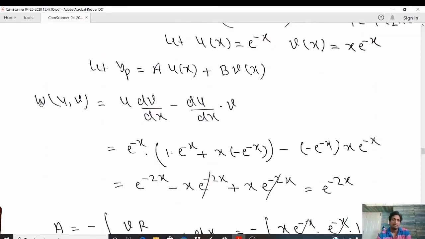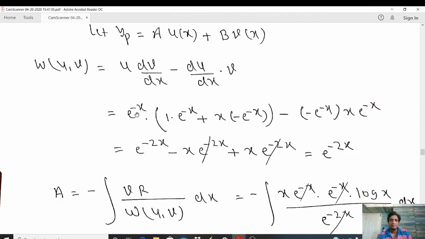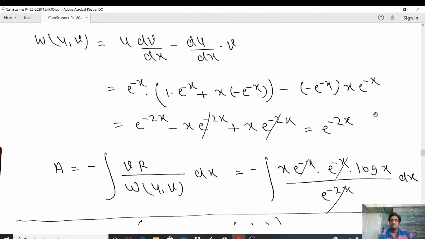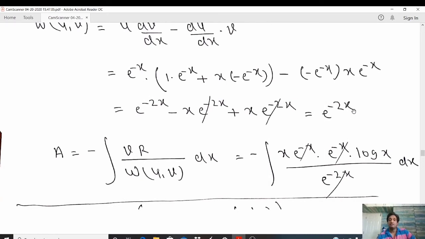Now we are finding the Wronskian of u comma v, which is useful for finding both a and b values. So W of u comma v will be u into dv by dx minus du by dx into v. So u is e power minus x, v is x into e power minus x, and again use the product rule for differentiation, minus du by dx, which is minus e power minus x, into v, x into e power minus x. So if you simplify, you will get the value e power minus 2x.